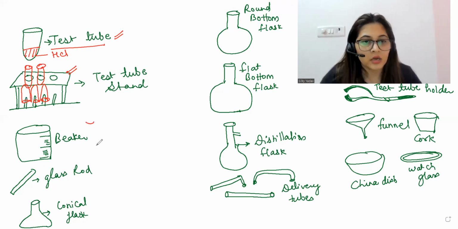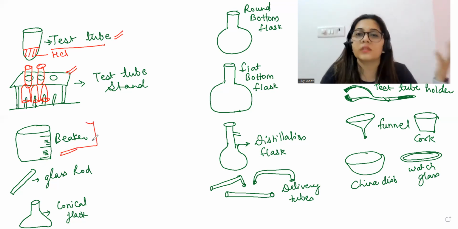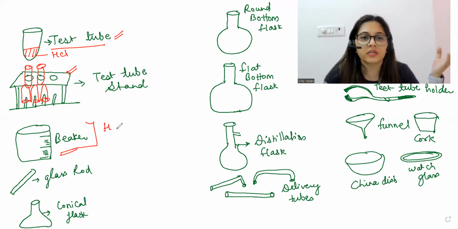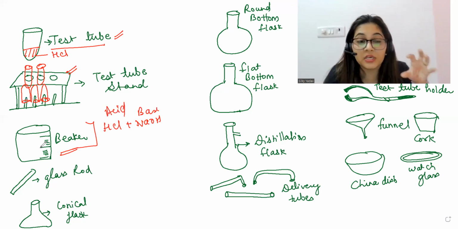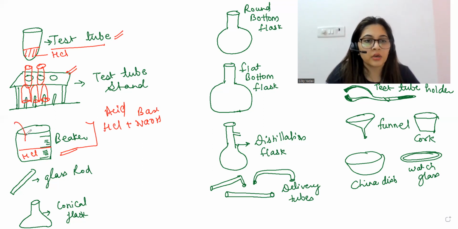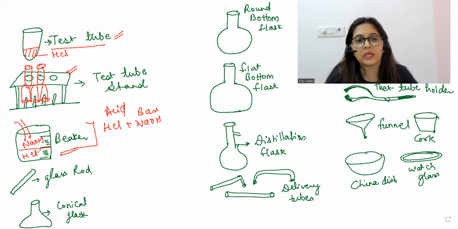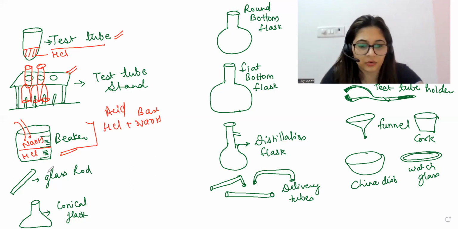Next is a beaker. A beaker is used to make the solution. Let's say I want to mix HCl with NaOH, which is a base, and this is an acid. I can keep this in this beaker. A beaker is where I can do the reactions, where I can keep the solution. Like if I'm having HCl in this and I'm pouring from the other beaker or any other test tube, let's say I'm adding NaOH, I can do it in this beaker also, right?